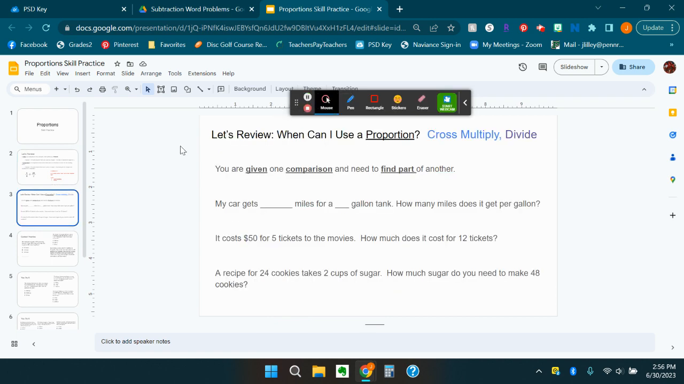So let's review what kinds of word problems you might come across where you can use a proportion to solve it. Any situation where you are given one comparison of numbers and you need to find part of the second is going to be a situation where you could use a proportion. So for example, my car gets let's just say 250 miles for a 10-gallon tank of gas. I'm given one comparison of numbers here.